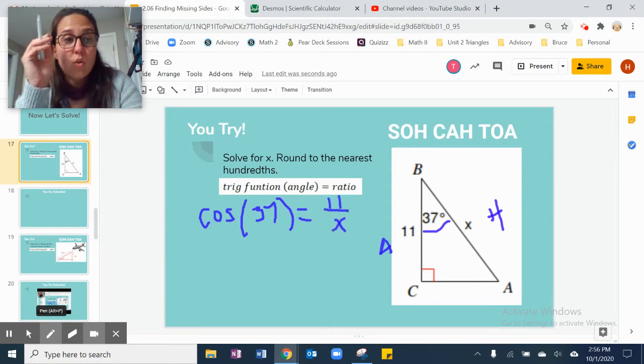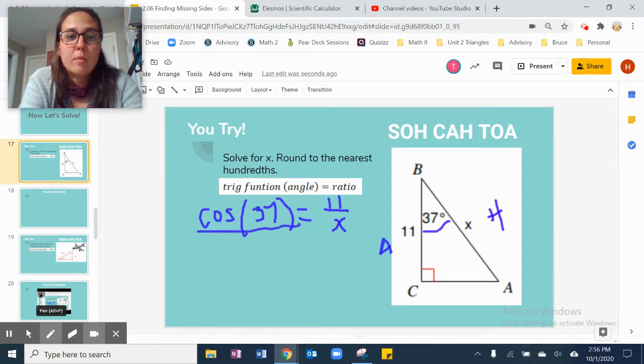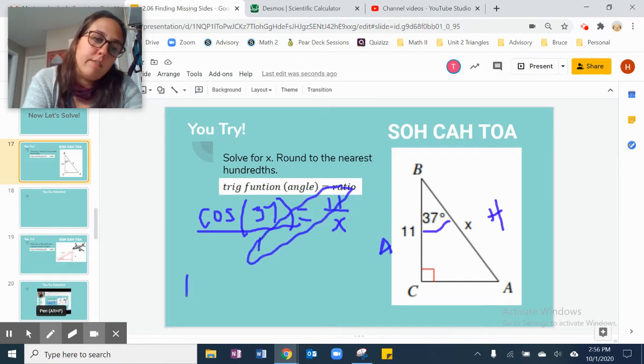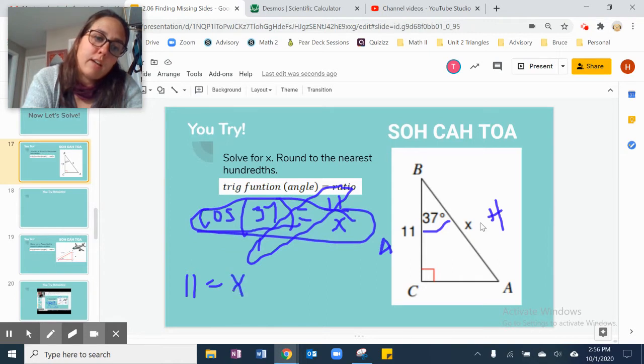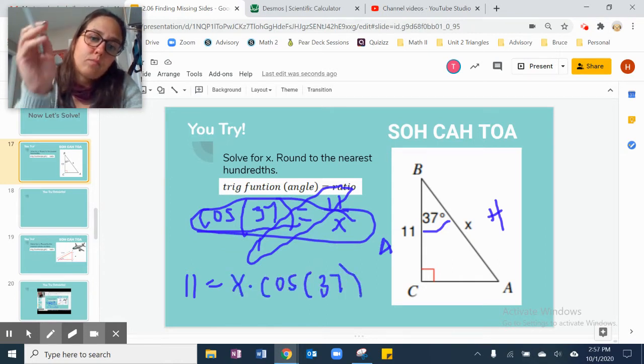So we're going to cross multiply in order to isolate x. That means I'm going to put a 1 underneath the cosine 37. So 11 times 1 is 11. X times cosine 37 is x multiply cosine 37.